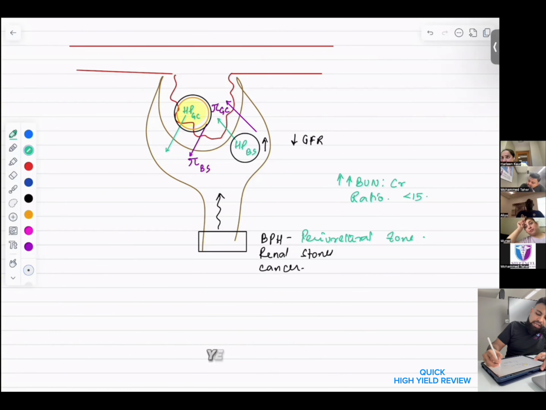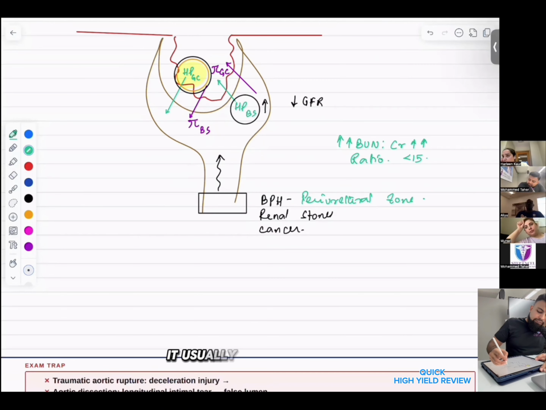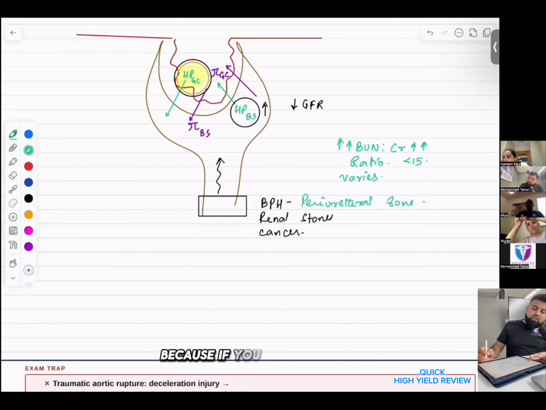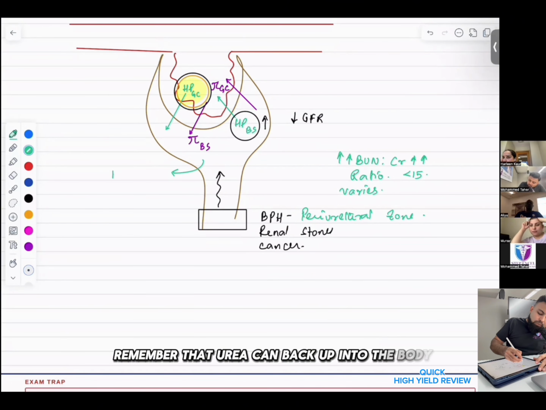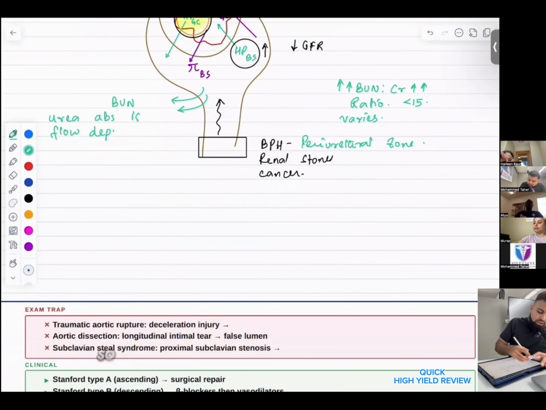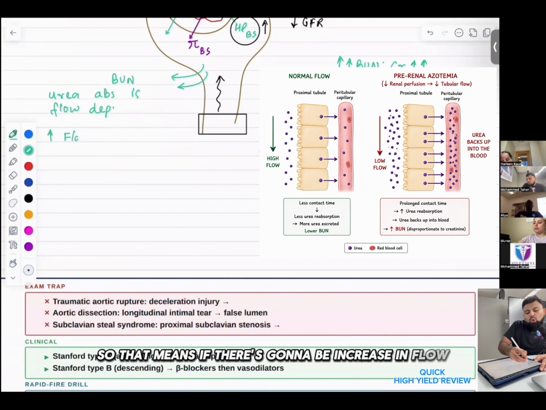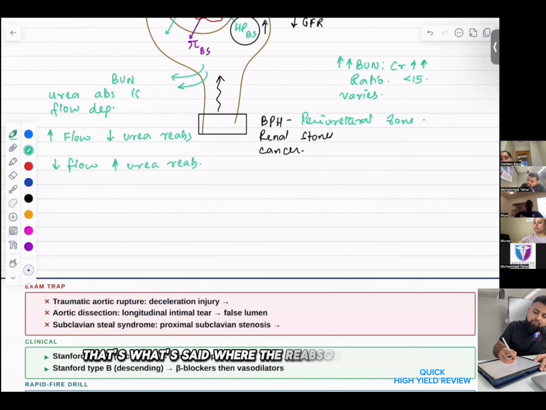Yes, BUN rises, yes, creatinine rises, but the ratio is still maintained less than 15. Remember, it usually varies. Why does it vary? Because if you recall, I told you in prerenal azotemia that urea can back up into the body. So BUN, urea can back up. Remember, urea absorption is flow dependent. So if there is an increase in flow, that means decreased urea reabsorption. That is inverse. Whereas with a decrease in flow, there is an increase in urea reabsorption. That is what it is saying. The reabsorption is happening in the proximal convoluted tubule.